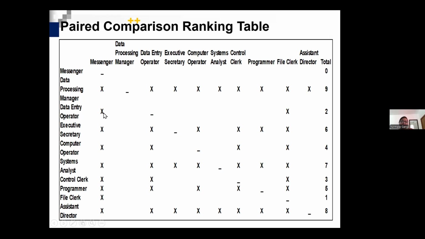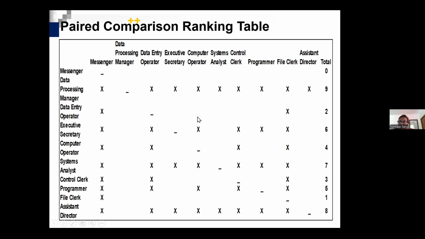Now, data entry operator, sorry, this is data. Data entry operator being evaluated with data processing manager. Is there a cross mark? No. That means data entry operator is lower than data processing manager. So it is left blank. Let's go to executive secretary. Data entry operator is lower than executive secretary. Data entry operator is lower than computer operator.